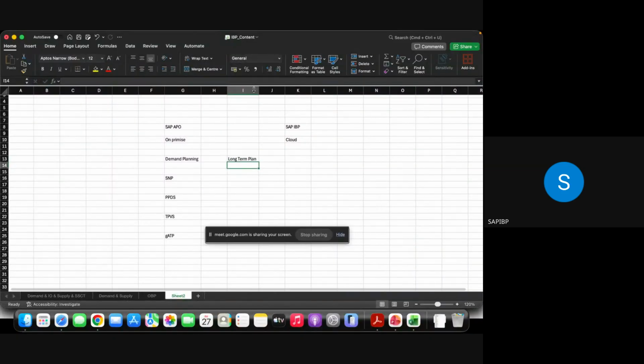Now, once you understand what demand you are going to get for the next 1 year, how are you going to fulfill that demand? So you know what demand you are going to get. Now, the next question is, how do I manage that? For that, we have SNP.